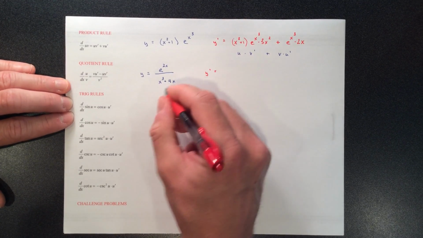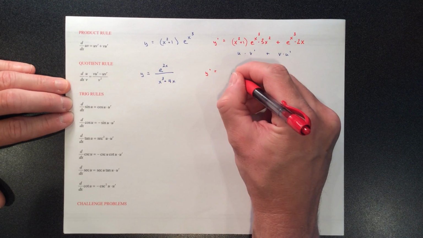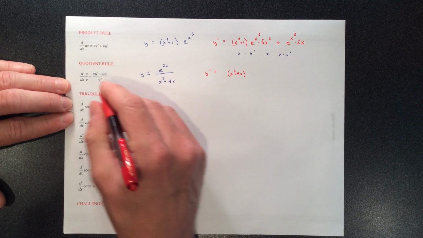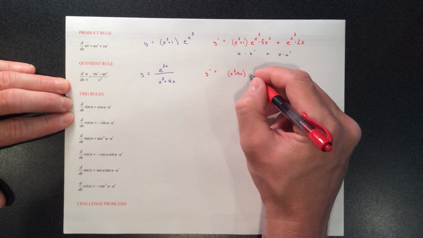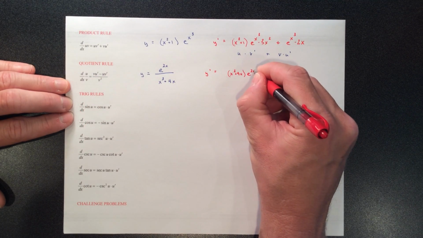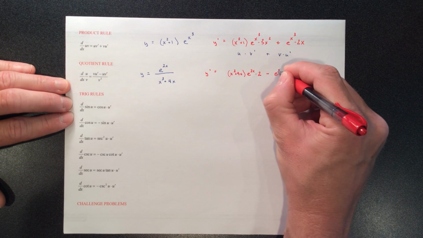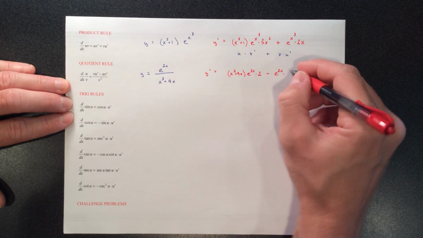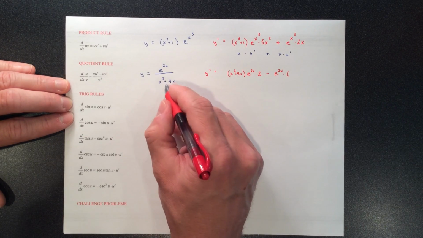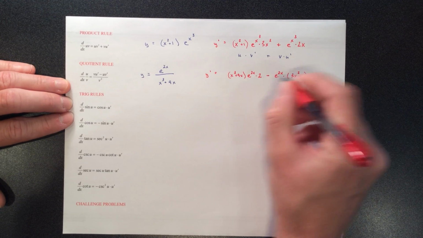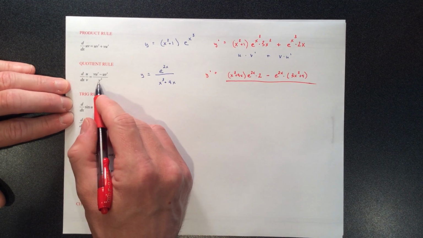Y prime is going to equal v, so it's the denominator, times the derivative of the numerator. The derivative of e to the 2x is e to the 2x times 2, minus the numerator times the derivative of the denominator. The derivative of x cubed plus 4x is 3x squared plus 4, all over v squared.